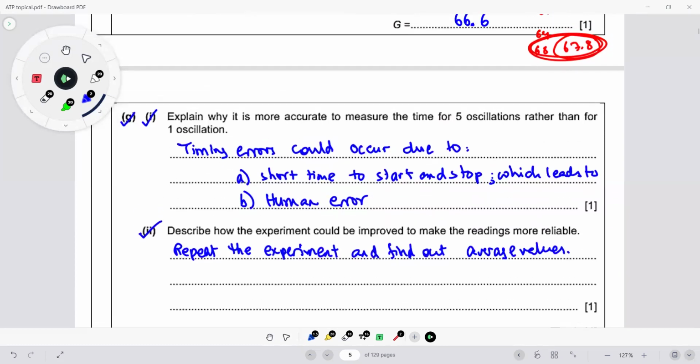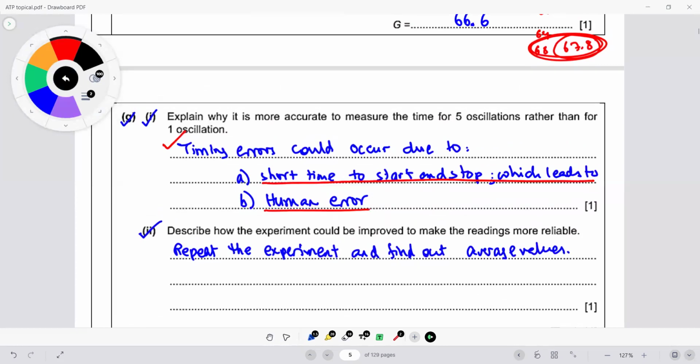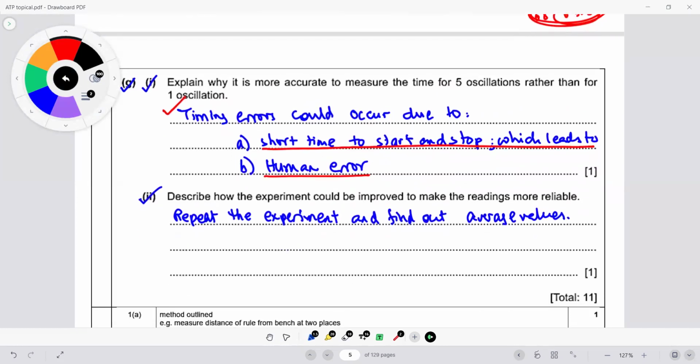Okay, let's discuss timing errors a bit. It says timing errors could occur due to the short time to start and stop, which leads to human error. Okay. Describe how the experiment could be improved to make the readings more reliable. Sir, whenever you are to make an experiment more reliable, you will have to repeat the experiment and find out the average value.